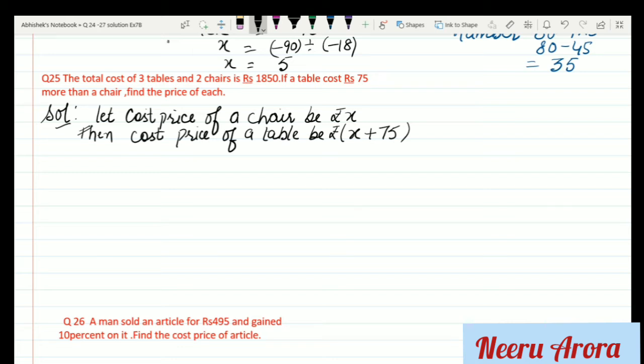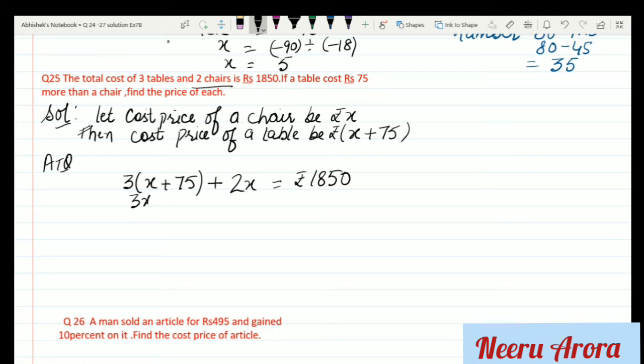Now the total cost of 3 tables, according to the question, he purchased 3 tables. So what will be the cost of 3 tables? 3 multiplied by (X + 75). What is the cost of 2 chairs? 2 multiplied by X. The total cost, we will add both the costs, that is equal to rupees 1850.